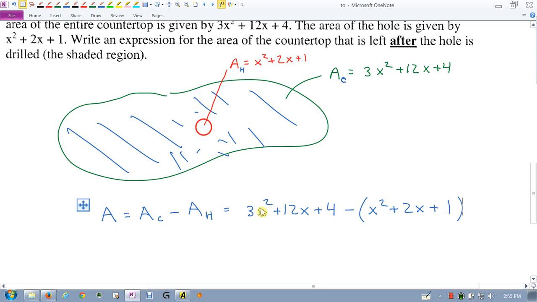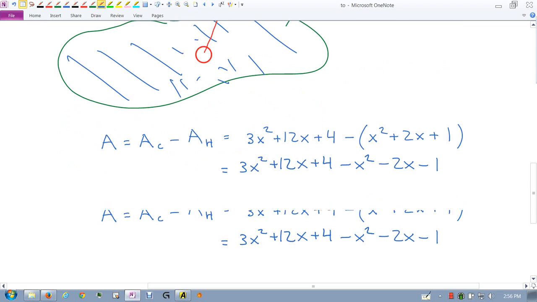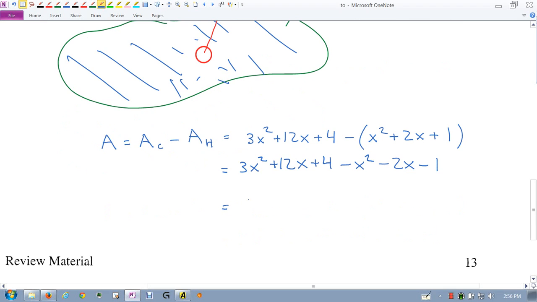Now, I didn't need parentheses on this first one, although it wouldn't hurt to have them. I don't need them because there's a 1 in front. All right. 3x squared plus 12x plus 4 minus x squared minus 2x minus 1. You got to collect like terms there. So I did that without highlighting and stuff.